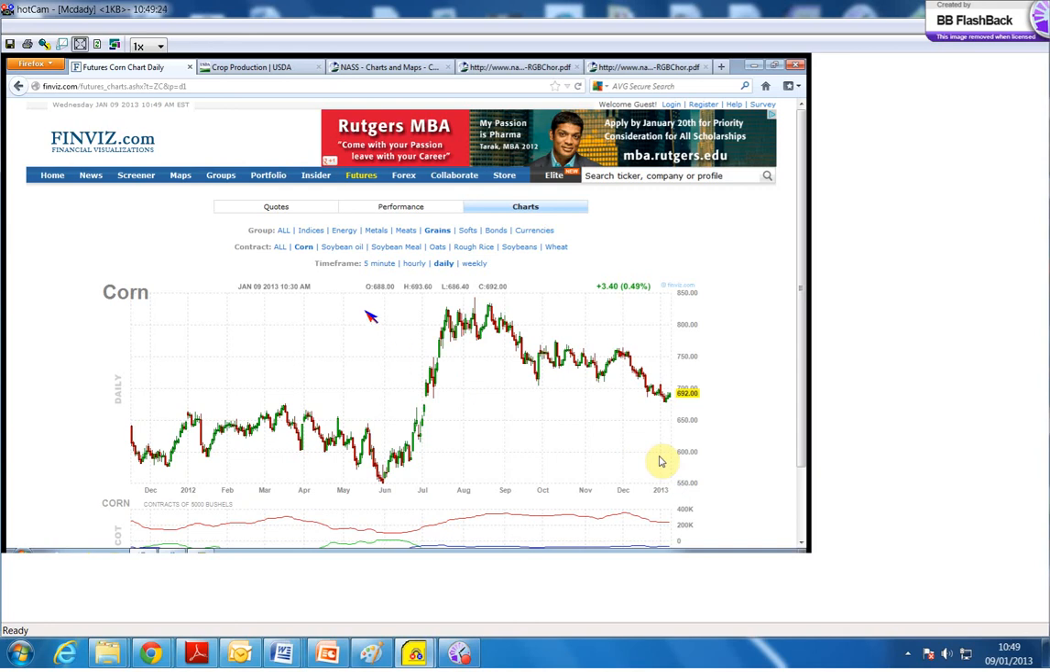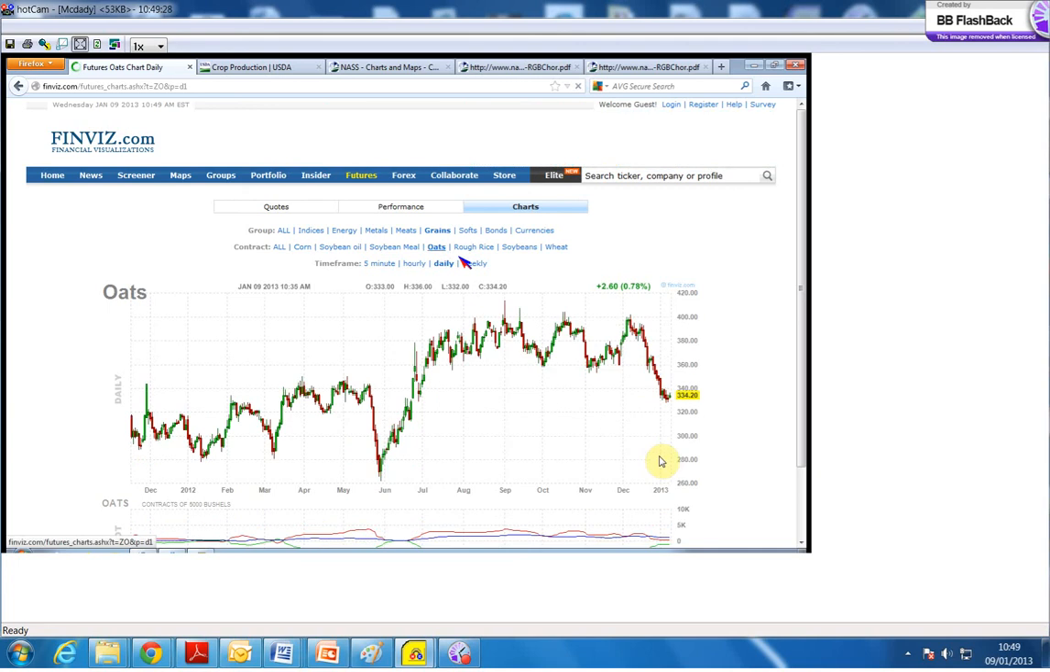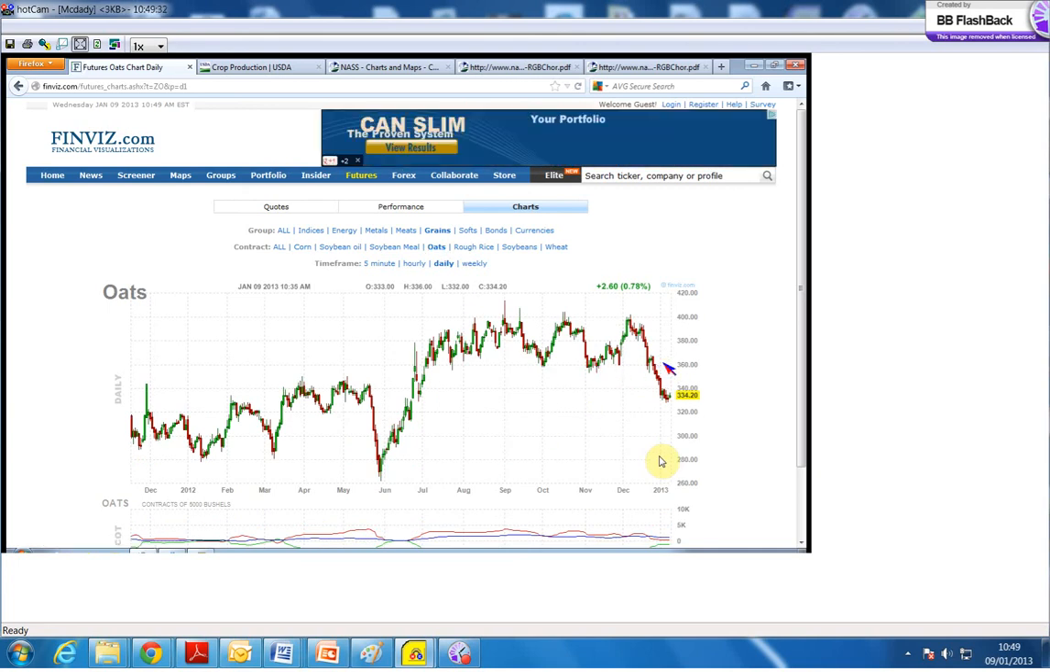The oats is pretty much the same. You can see the structure point right there around the 360, and it already sold off. It's beginning to have a bigger leg down, so you can also look at shorting the oats. All the grains are now turning bearish. The big one is corn, the second one is oats, the third is wheat.